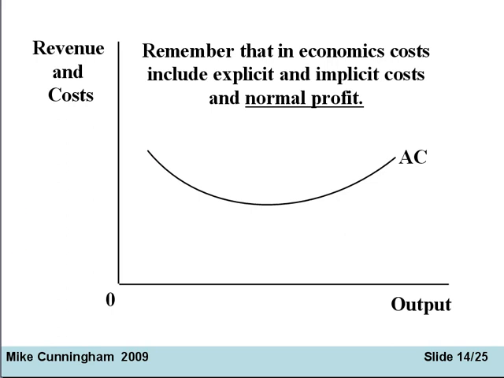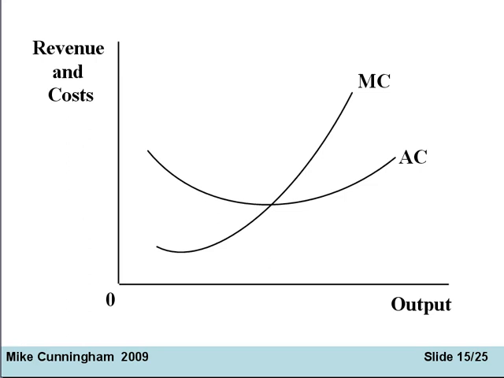So our average cost curve includes explicit costs, implicit costs, or if you like, opportunity cost, and normal profit. Normal profit is a cost. It's integrated into our idea of average cost. It's one of the big differences between economists and accountants. We see costs differently in that sense. There's marginal cost. Marginal cost cuts the average cost at its minimum point. Marginal cost is upward sloping.